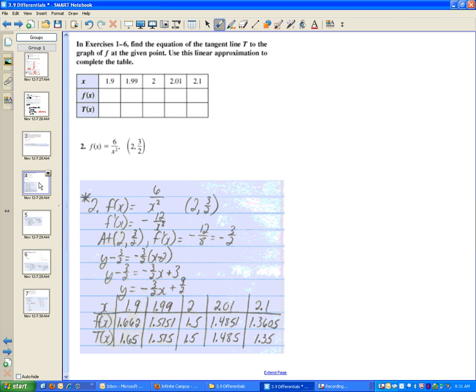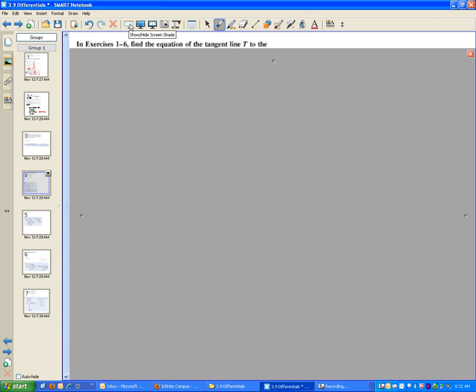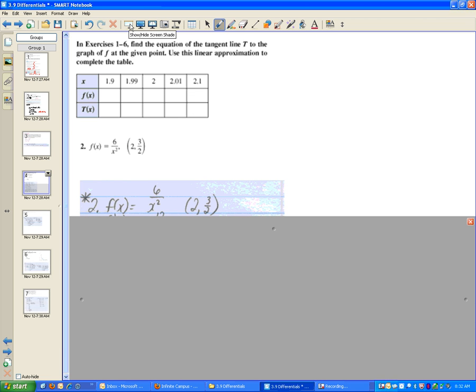And I'll come back to that. Let's do an example. Turn over to page 240. In exercises 1 through 6, find the equation of the tangent line t to the graph of f at the given point. Use this linear approximation to complete the table.